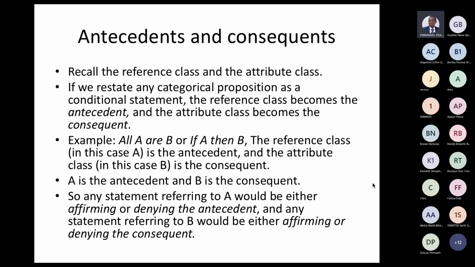If I say X is an A, then I am making a statement that affirms the antecedent. If I say X is a B, then it's a statement that affirms the consequent. If I say X is not an A, it is a statement that denies the antecedent. And if I say X is not a B, it's a statement that denies the consequent. So any statement referring to A will be either affirming or denying the antecedent. And any statement referring to B will be either affirming or denying the consequent.